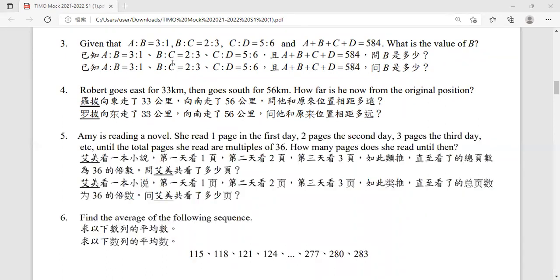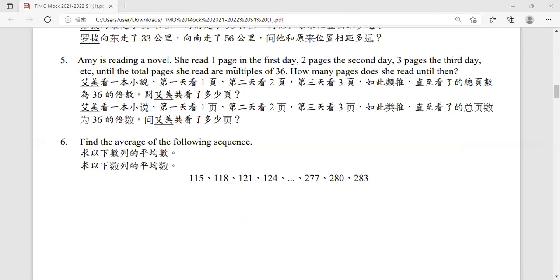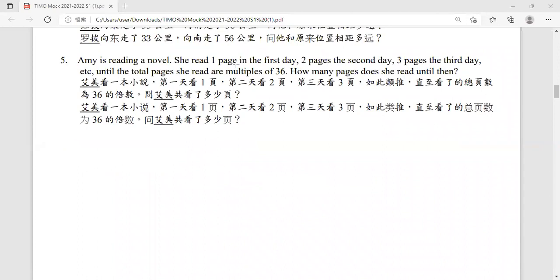Okay, next one. Question 5, very simple, but actually if you are solving this kind of question, you read a book. You read 1 page on the first day, 2 pages on the second day, 3 pages, etc., until the total pages we read is 36.